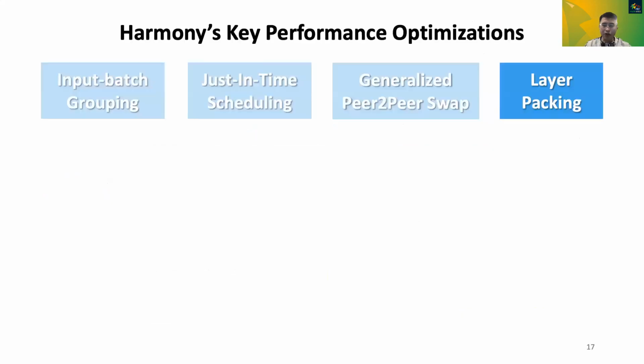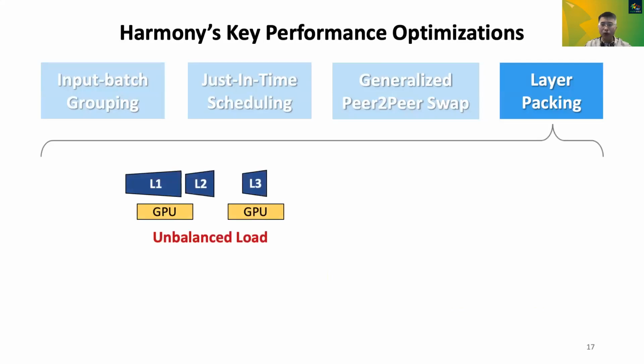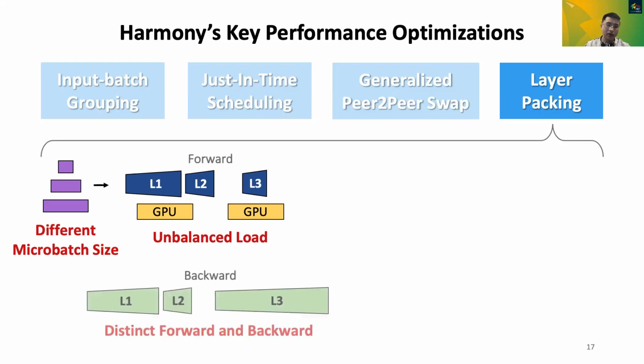Our last optimization is layer packing. It is very challenging because not all layers are created equal. Naively packing different layers together will give you unbalanced load across GPUs. Also, different micro batch sizes give different levels of imbalance. Even worse, we have drastically different layer footprints between forward and backward.